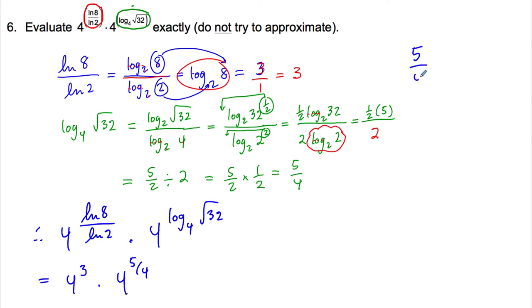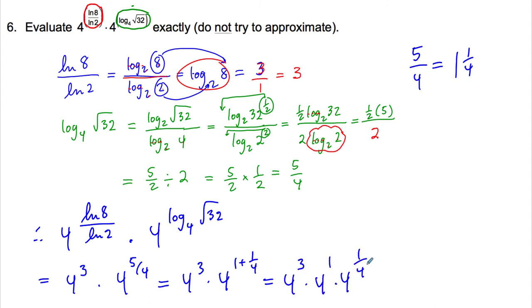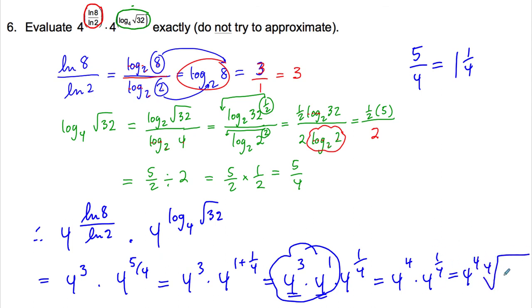I know that 5 over 4 is 1 1/4, and so I could rewrite this as 4 cubed times 4 to the 1 plus 1/4, which is really 4 cubed times 4 to the 1 times 4 to the 1/4. Then I can combine those as 4 to the exponent 4, so I keep the base 4 and I add 3 plus 1, and then times 4 to the 1/4, which gives me 4 to the 4, and then this is the 4th root of 4. There are a lot of 4's here.